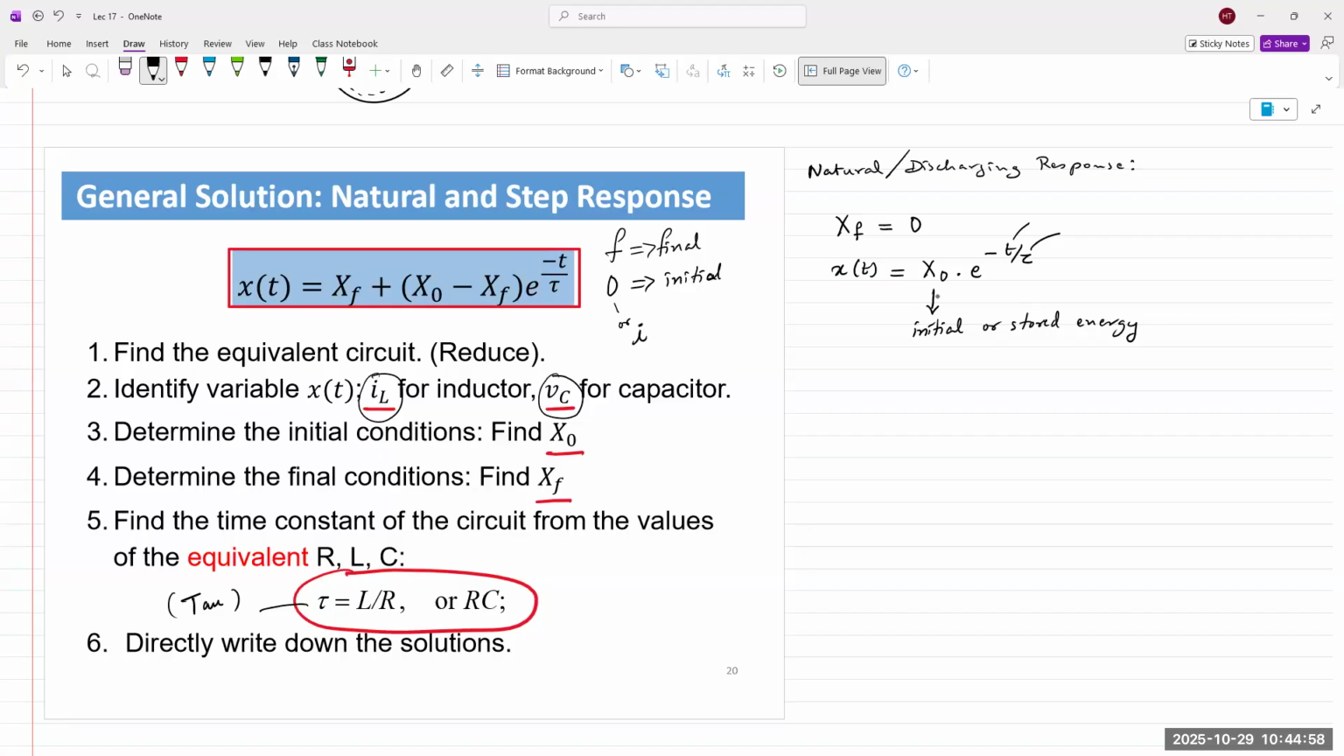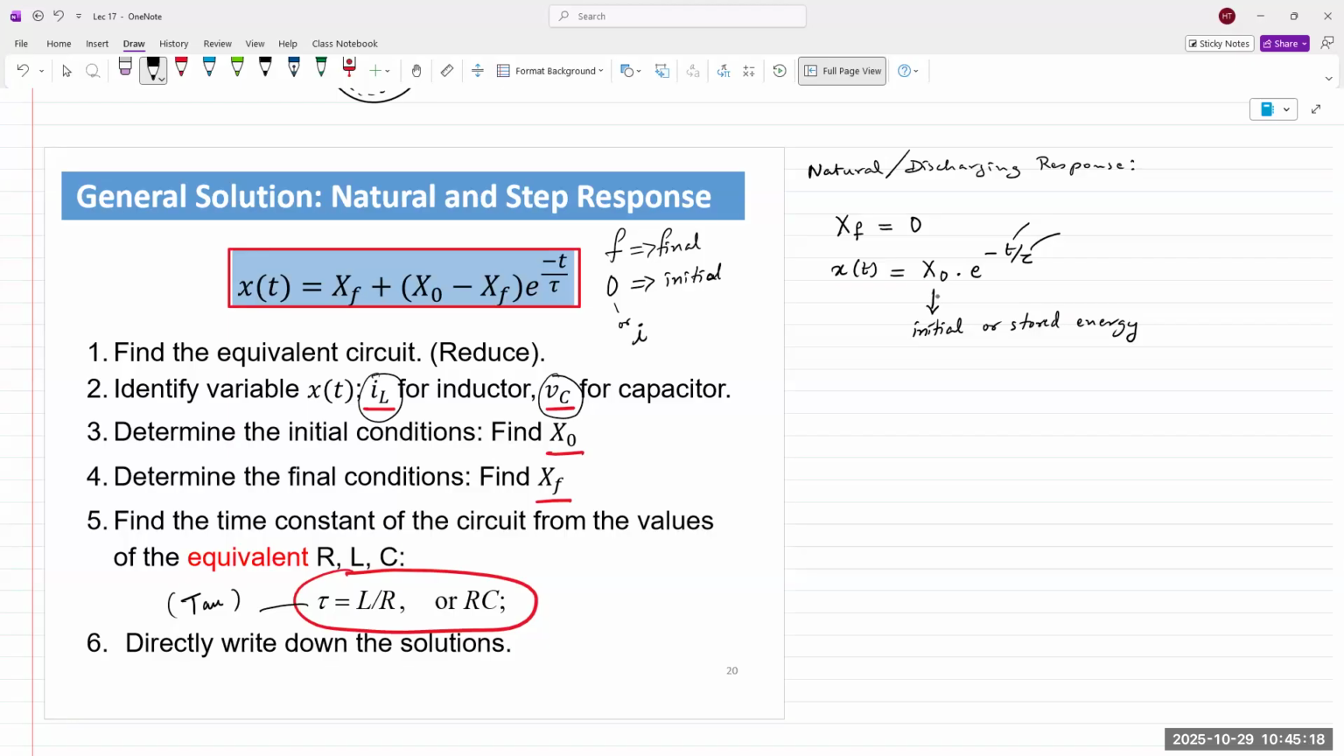So time constant tau simply tells us how quickly it's going to discharge. If we make the resistance smaller, then the energy can be discharged faster. If the resistance is large, then the discharge is very slow.